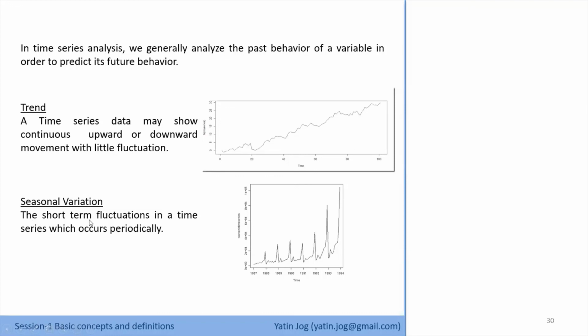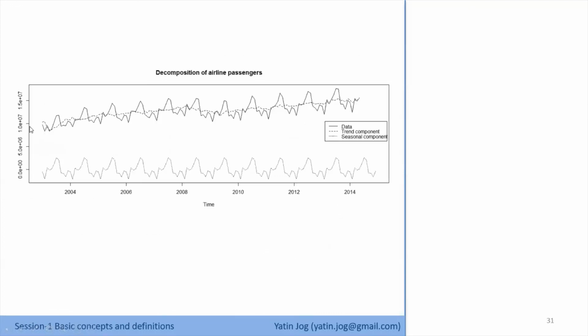This is a short-term fluctuation in a time series which occurs periodically. That is seasonal variation. So either you can go for trend analysis or you can go for seasonal variation, and you can have both in one diagram also. This one diagram can show you the upward trend as well as the seasonal variation. So you can have 2 graphs in between for describing trend analysis and seasonal variation.